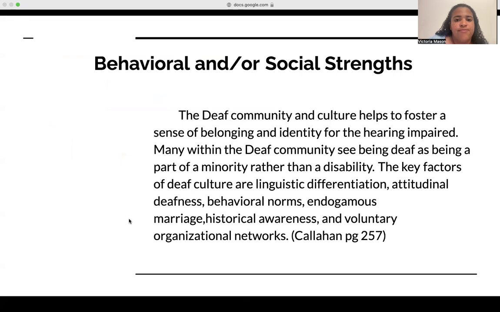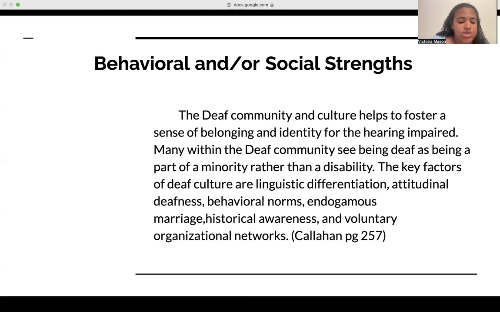So for behavioral and or social strengths, challenges, needs, and interventions, the first one for strengths is that the deaf community and culture helps to foster a sense of belonging and identity for the hearing impaired. Deaf communities see being deaf as being a part of a minority rather than a disability. The key factors of deaf culture are linguistic differentiation, so being bilingual, attitudinal deafness, so what an individual classifies as being deaf. Some individuals that have lower decibels may consider themselves as being deaf or hearing impaired more than somebody that's a higher decibel. Behavioral norms, which is norms in the deaf culture versus hearing culture.